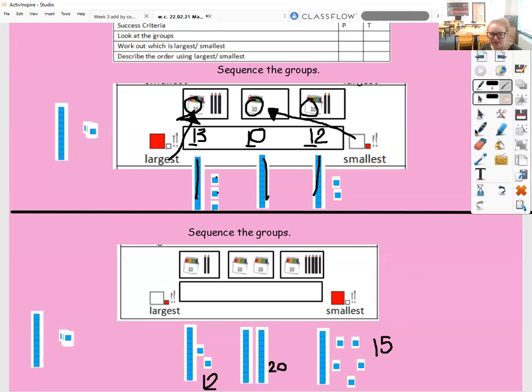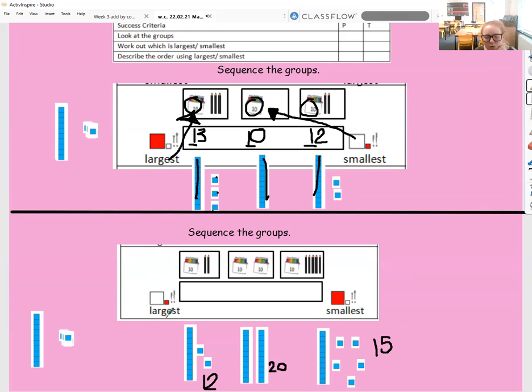And now I want to see which is the largest number. Well, I'm going to look at how many 10s they have first. So this number has 1 10. This number has 2 10s, and this number has 1 10. Okay, so out of 1 10, 2 10s, and 1 10, which is the largest amount?